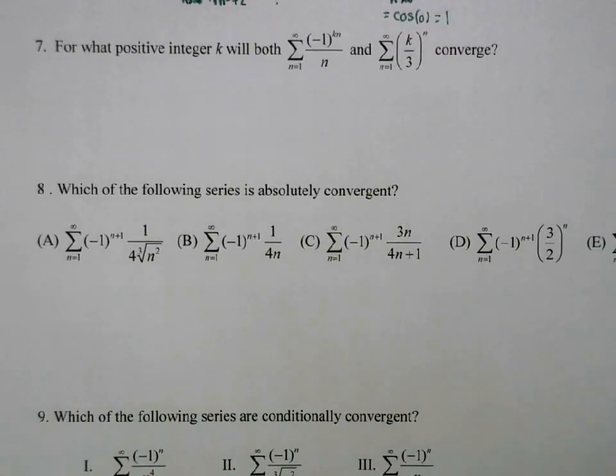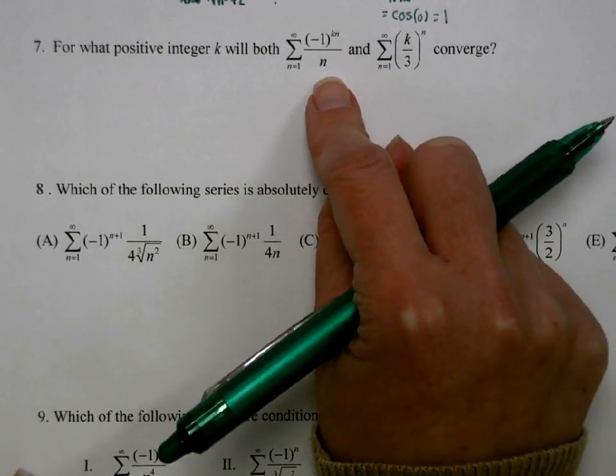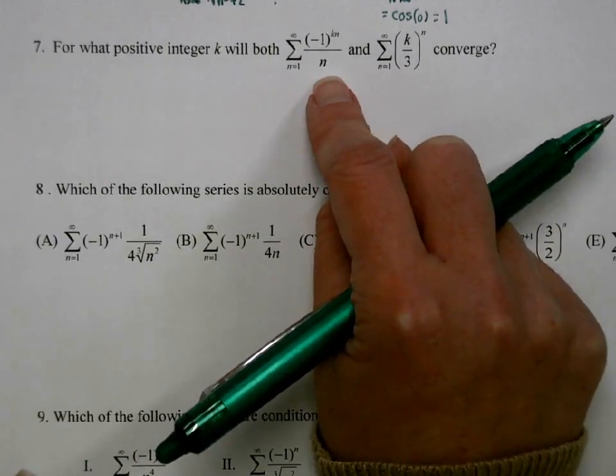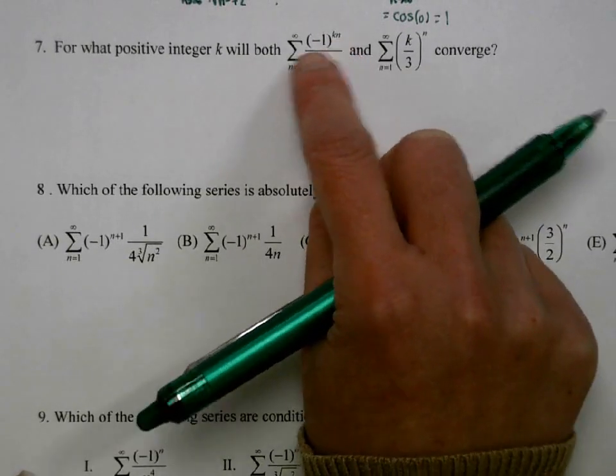Okay, for what positive constant will both of these converge? Okay, well this is an alternating series. So it's going to converge as long as it is alternating. Okay, because this is the alternating harmonic. So in order for this to alternate, we need that k to be an odd value.